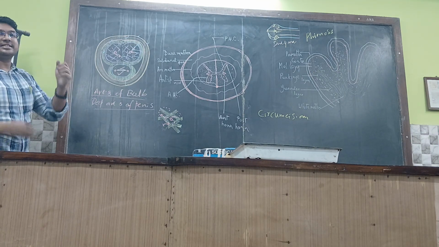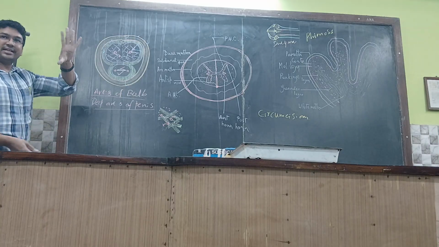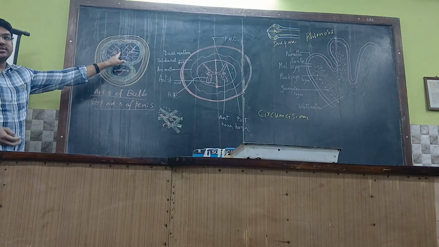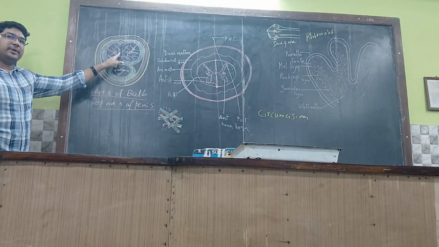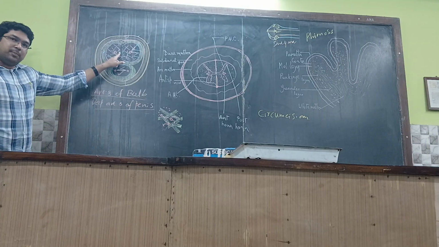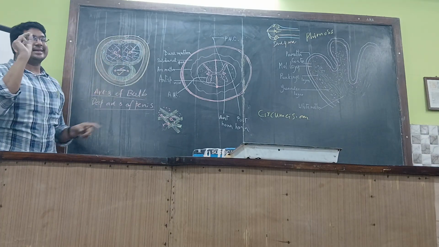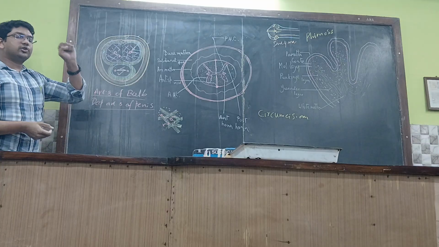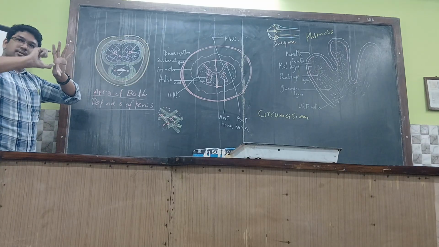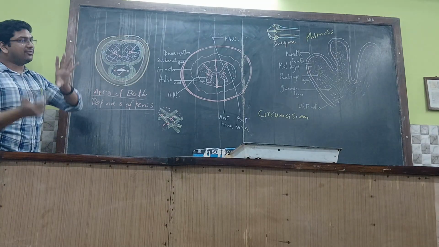Vasoconstriction will be done by the sympathetic nervous system. Vasodilatation by means of parasympathetic nervous system. So because of the vasoconstriction, what will happen? The blood delivery will be faster but lesser in amount. But due to vasodilatation, the blood delivery will be slower but more blood will be delivered.